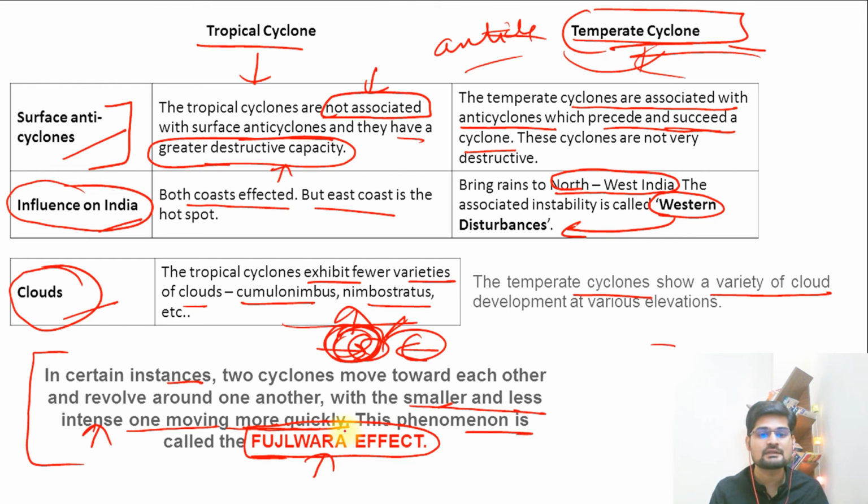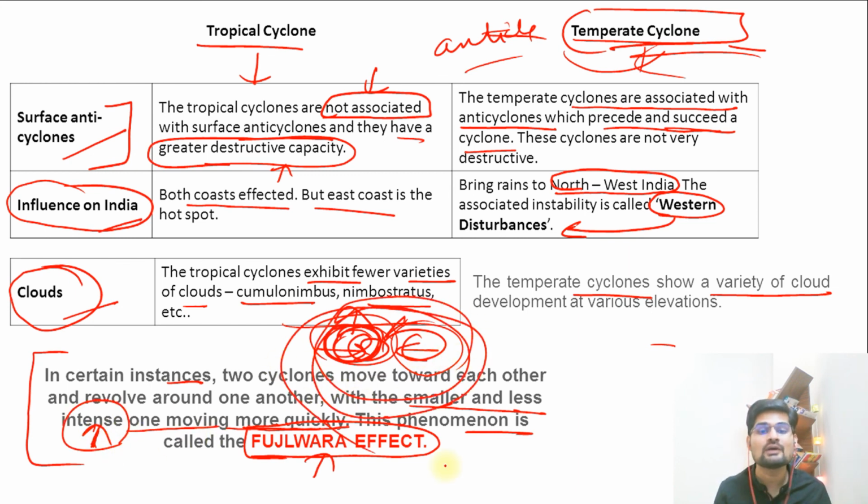So in that, what happens? They start revolving around each other, and which one moves faster? Which is actually smaller and less intense. It is lighter, so it will move faster, and that is when this effect of whirl is created, which is called the Fujiwara effect. So that is to remember.